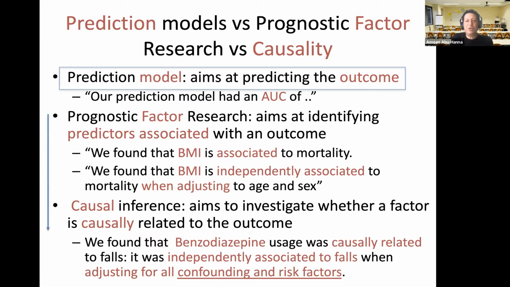I can imagine it could be a bit confusing, but the focus here is about the tool. I look at the tool and what it provides me. Prognostic factor research is interested in the predictors themselves. And if I go to causal inference, I'm interested in predictors that are not just associated with the outcome, but are causing it. Okay, so I hope this is clear.